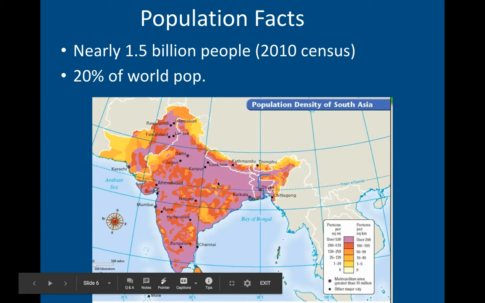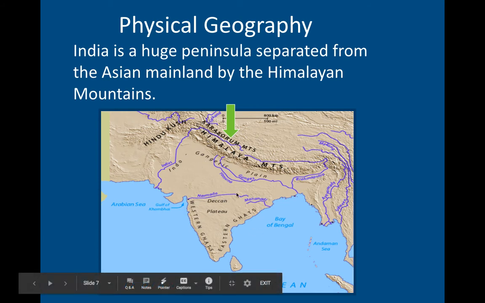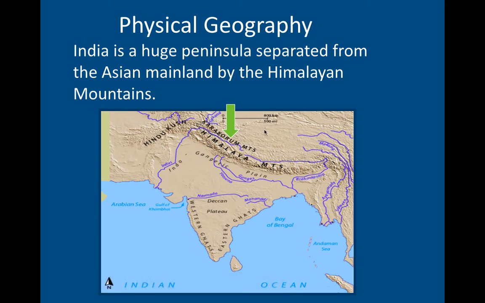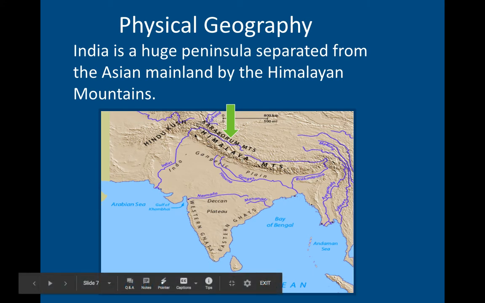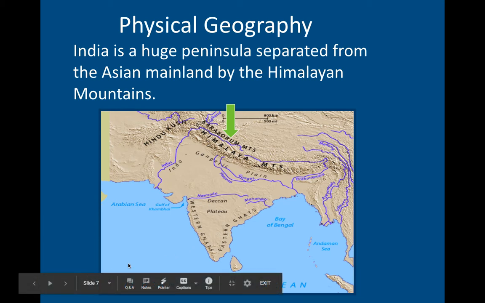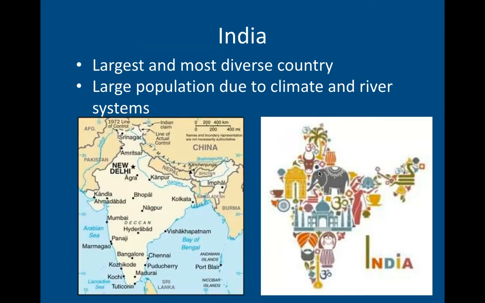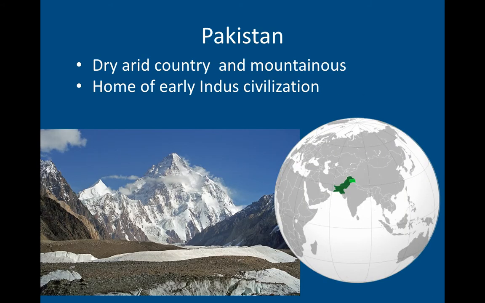So that's a ton of people. India is this huge peninsula. Some people even call it its own subcontinent off of China, Asia, because it's separated. You can see here, if y'all remember way back when we did our little experiment of continental drift theory way back at the beginning of school, India is one of those countries that broke off and made its way up, and when it collided here with Asia, it made these huge mountain ranges here, the Himalayas. Okay. So India, largest, most diverse, large population.